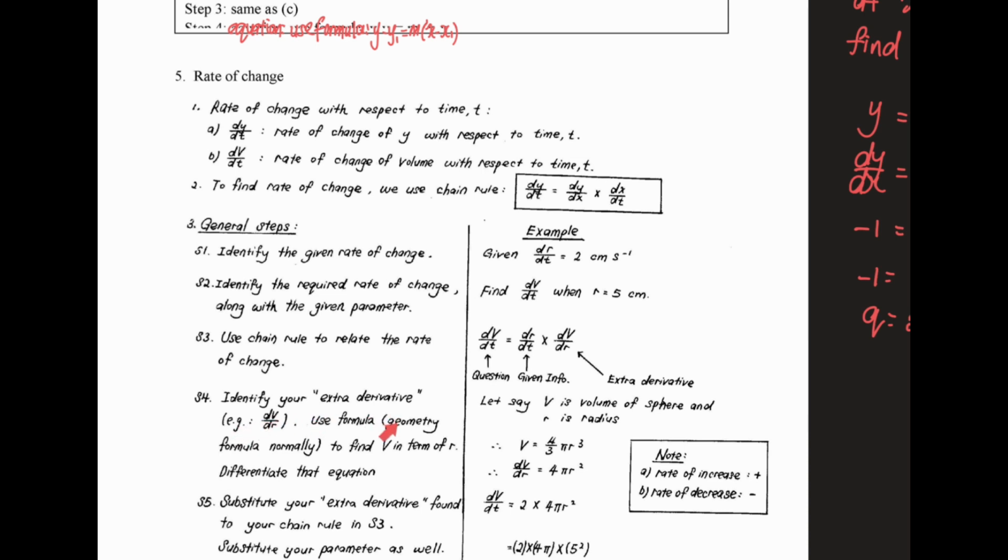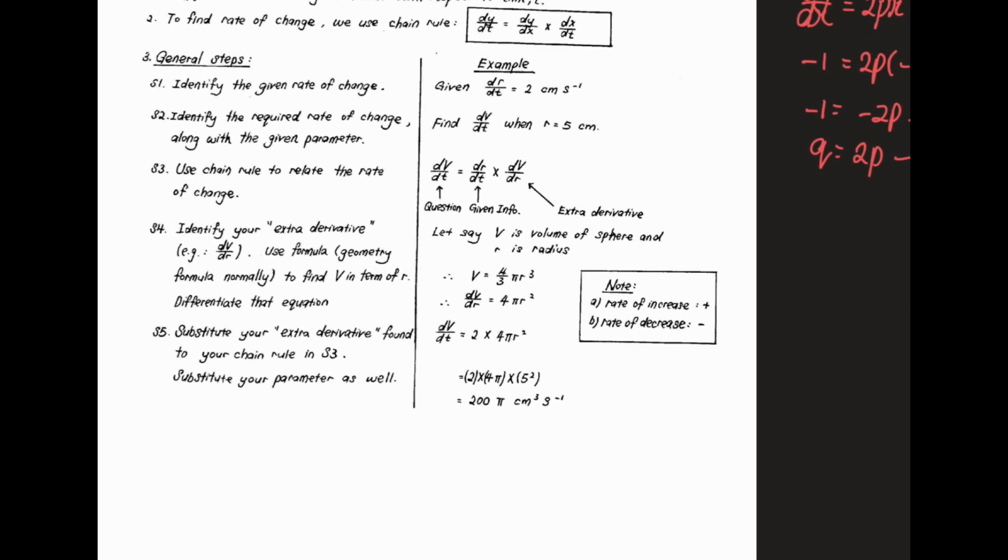So you have to use a geometry formula normally to find v in terms of r. It depends on what kind of shapes we are discussing in the question. For example, let's say they are talking about the volume of a sphere. So v in terms of r, the equation is v equal to 4 over 3 pi r cubed. Then you differentiate: dv dr equal to 4 pi r squared. After differentiation, you can substitute the parameter 5 over here. So as you can see, let's substitute 5 into the r.